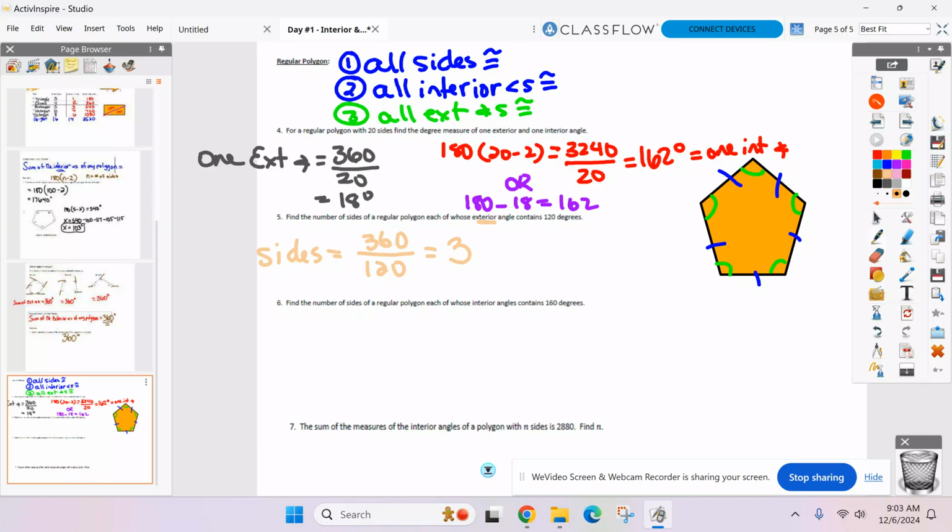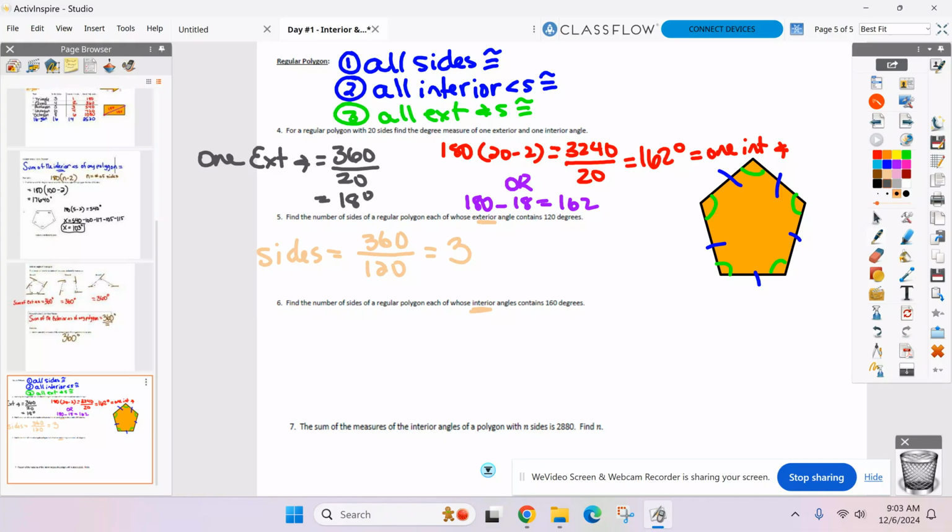All right, 6. How many sides? All right, now I'm changing it up on you. I won't give you an exterior. Now I'm telling you one interior is 160. One interior is 160. How many sides? This gets a little more complicated.